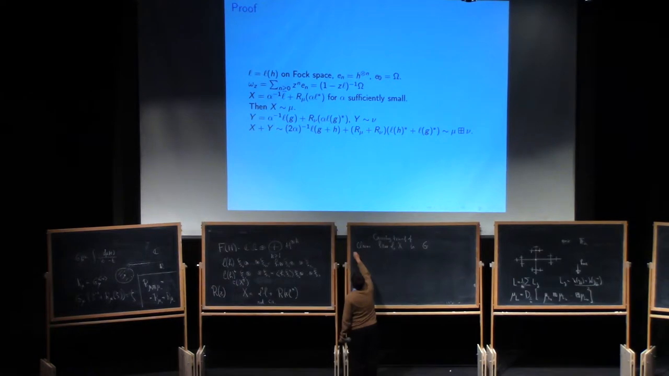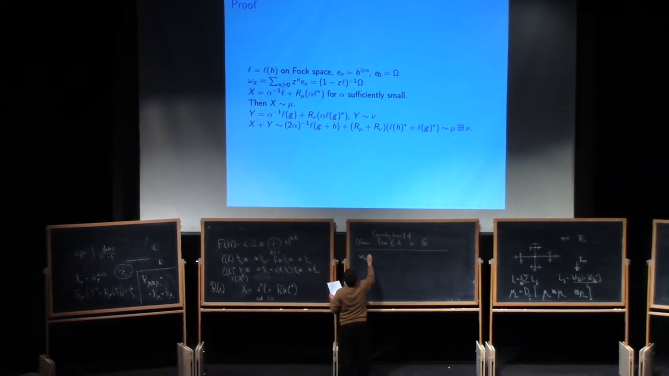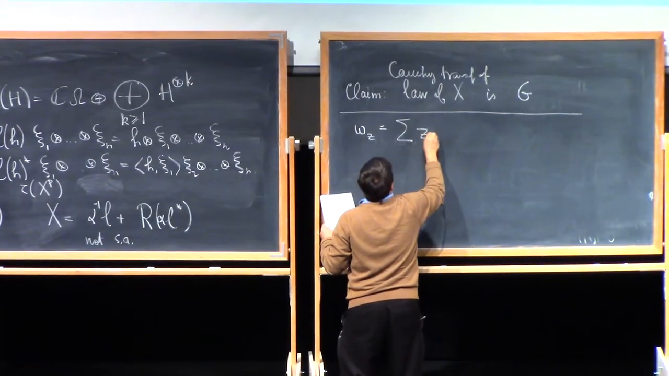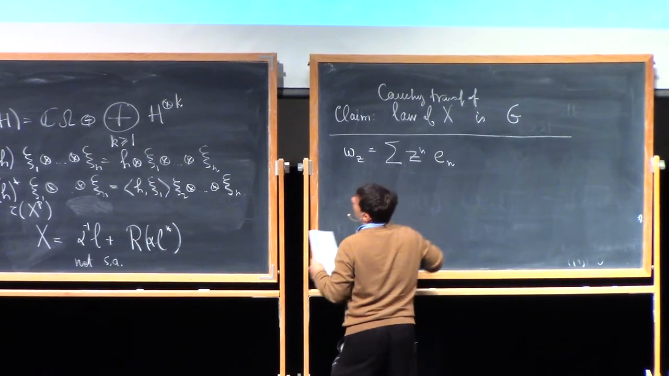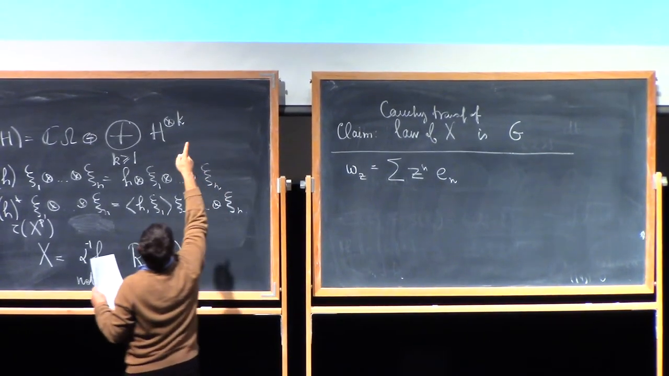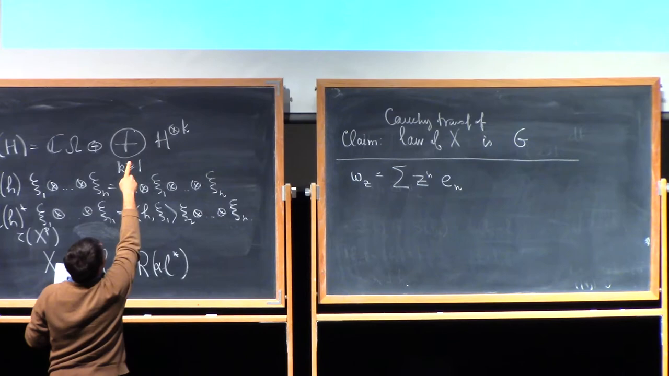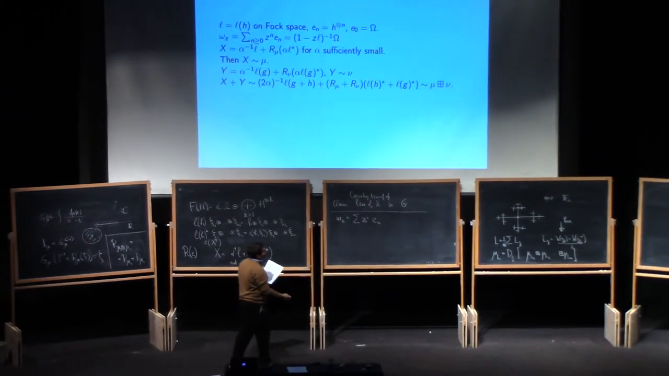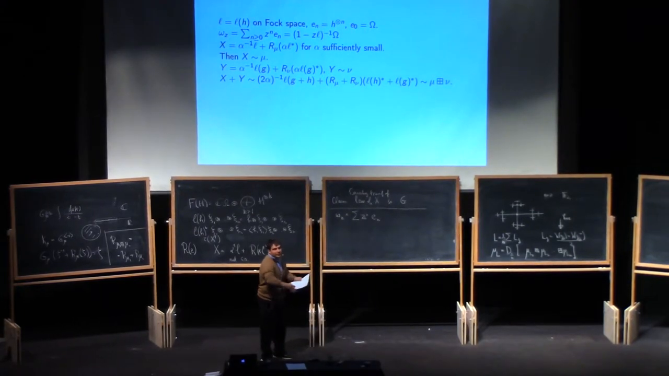So now let's do this computation. The computation is actually quite beautiful. So the trick is to use a special vector, this vector omega z. And this vector is simply the sum of z to the n, e_n. And e_n is just the nth tensor power of h. So in the e_n coordinates, our L simply shifts things by one.